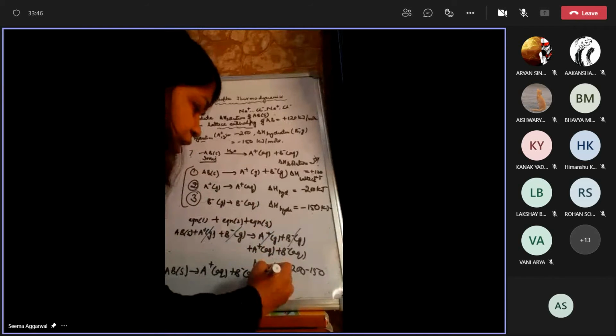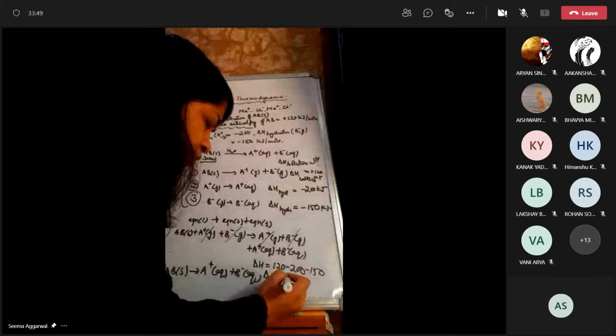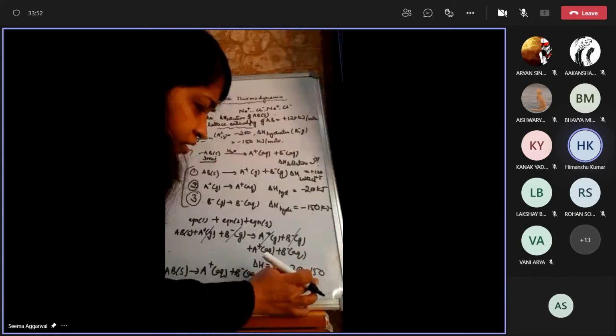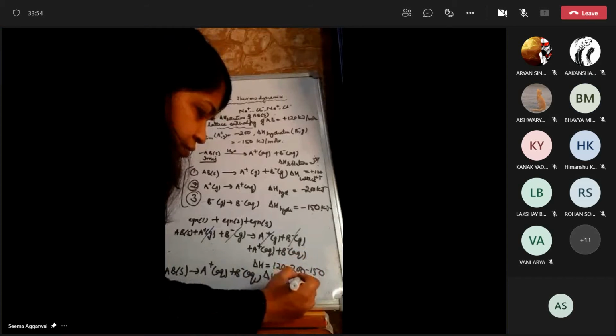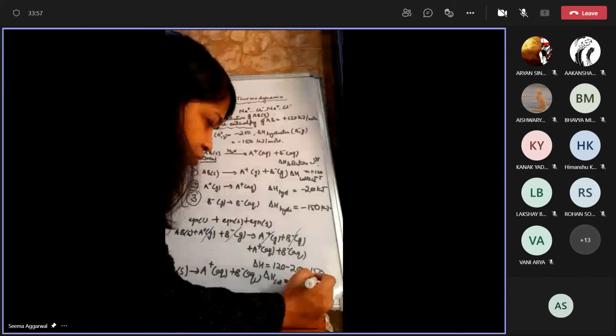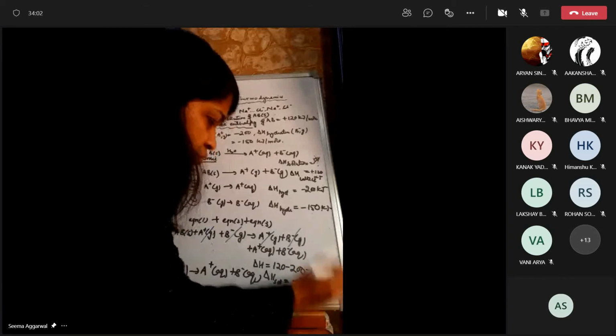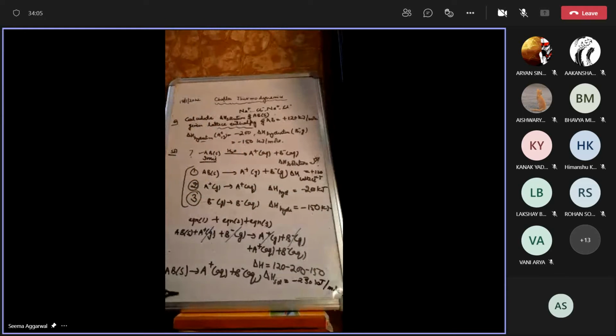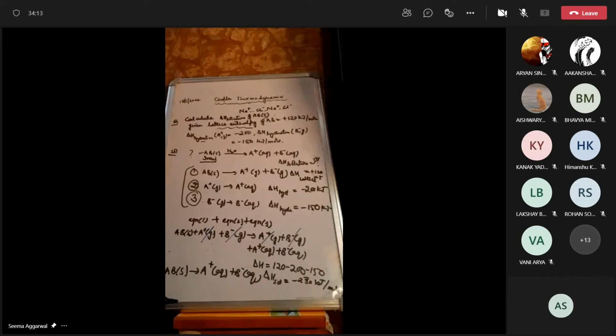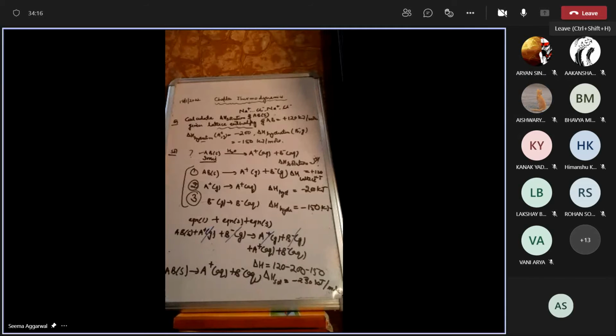And for this, what is the delta H solution? You get minus 230 kilojoules per mole. So this is an application of Hess's law. I think I have dictated Hess's law to you earlier, yes or no? Yes. So this is one of the applications of Hess's law, that is to calculate enthalpy of solution.